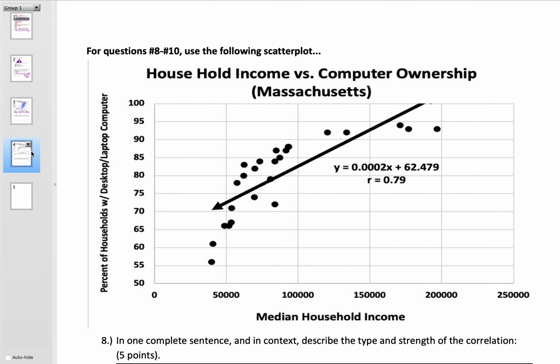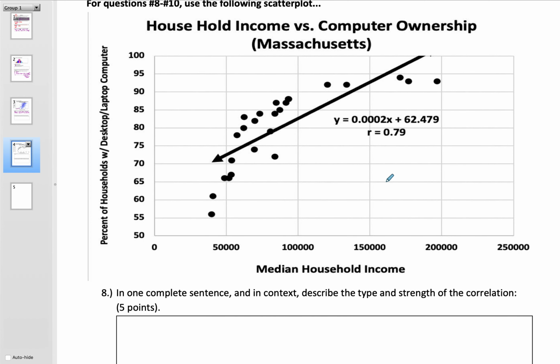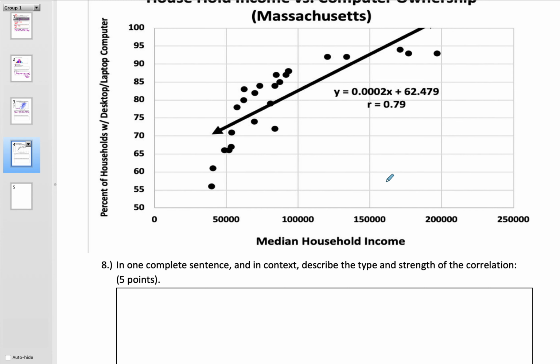All right. Last one, this is a social justice context. So I took some cities in Massachusetts, and on the x-axis, I put the median household income, and on the y-axis, I put the percent of households with a desktop or laptop computer. So what I did here is we did get a regression equation, and we got our R value, and now we need to describe the type and strength of the correlation.